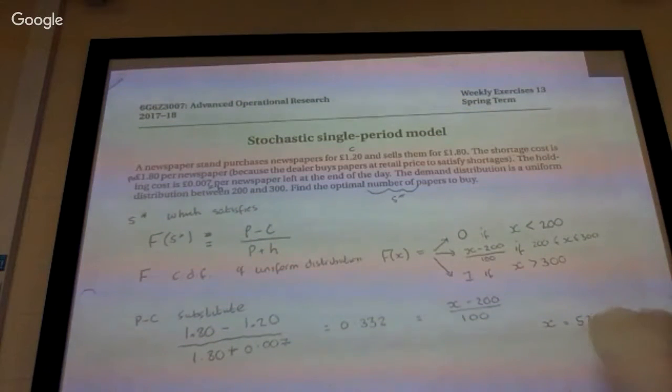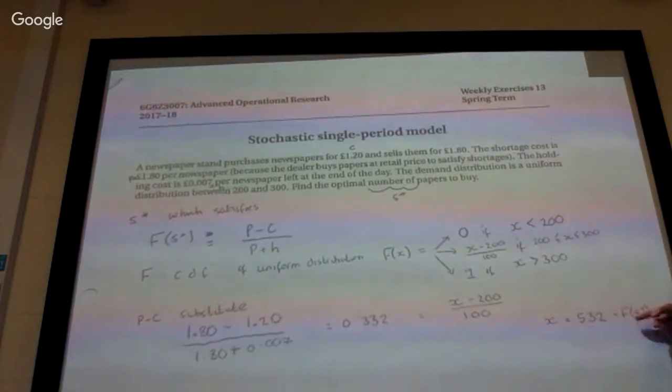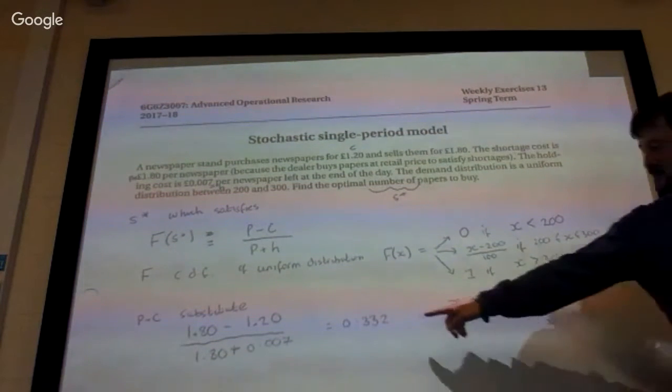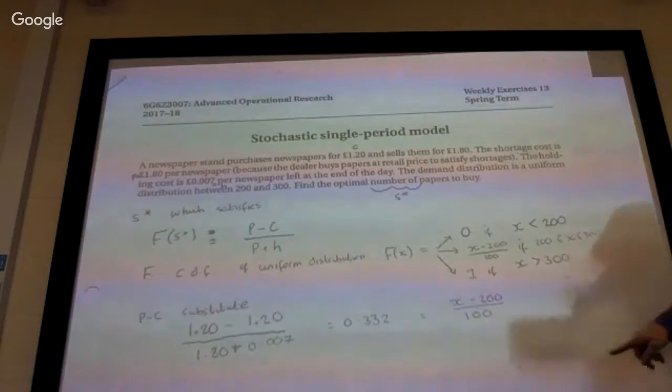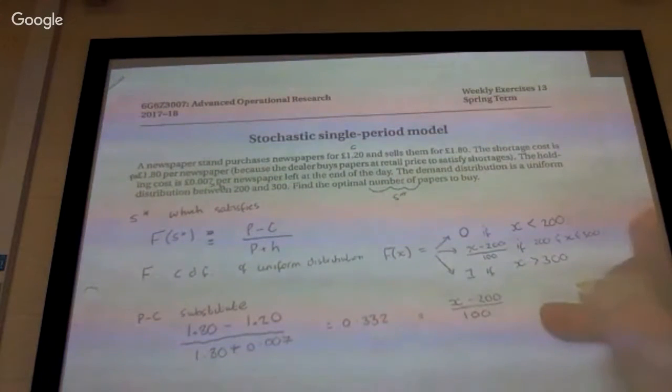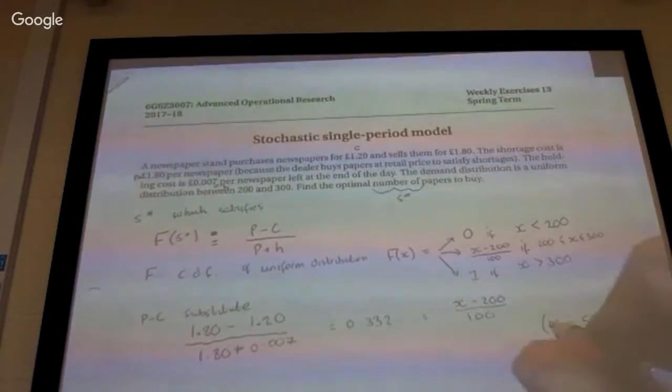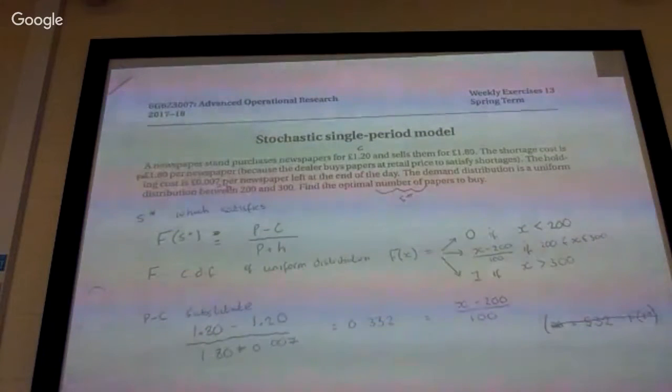You said it was X. No, that's not F of S star. It's S star. F of S star is 0.332. This is S star, and F of S star is this. We'll scan it and put it online.